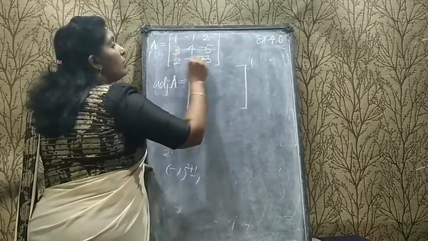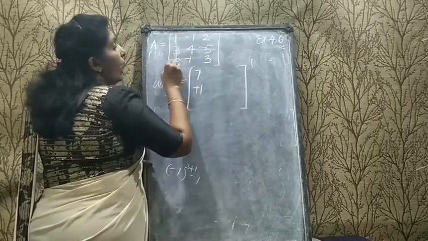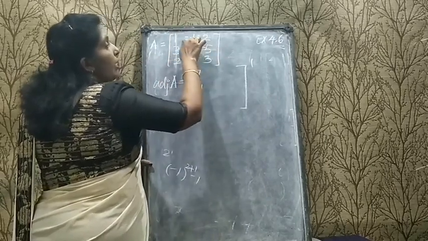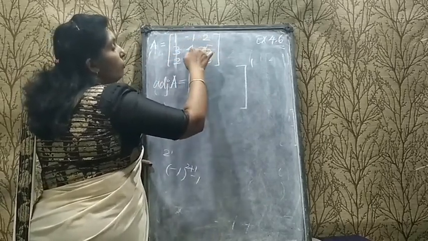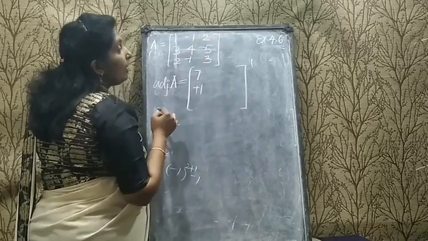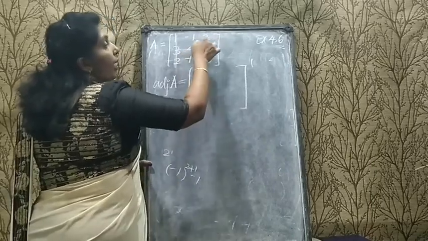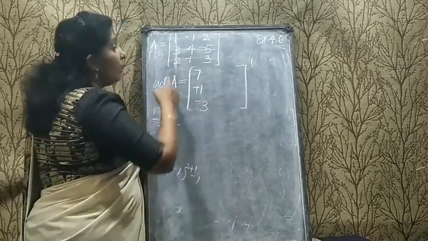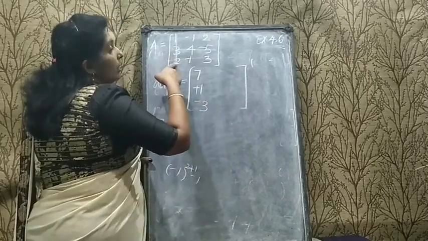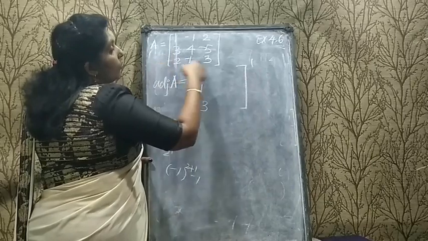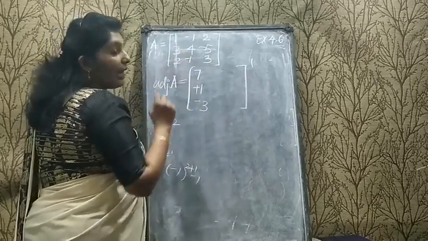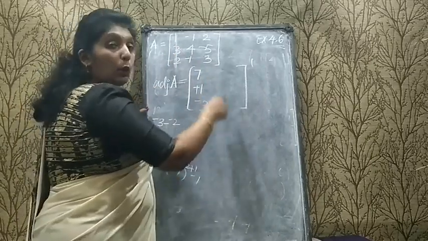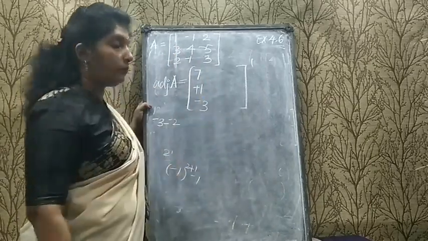Now the cofactor of the 2. You have to eliminate the row and the column including 2. Then minus 5 into minus 1, that will be 5. 5 minus 8 is minus 3. Here also you have to see, this is in third row, first column, so the sign will remain as it is. Same way you can find out the other cofactors.